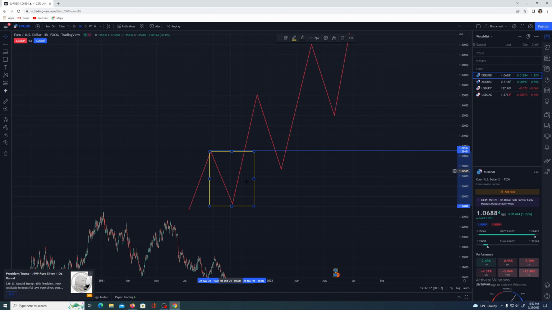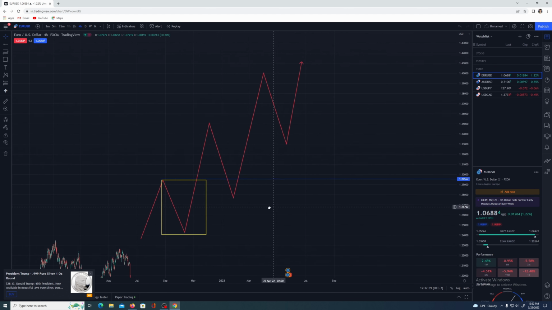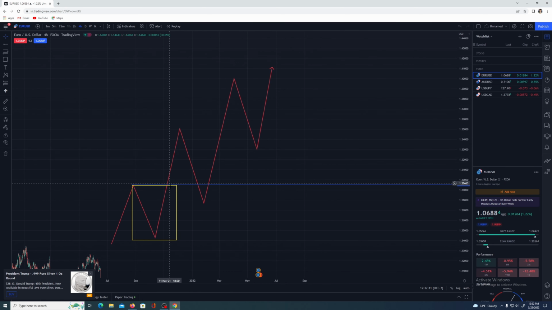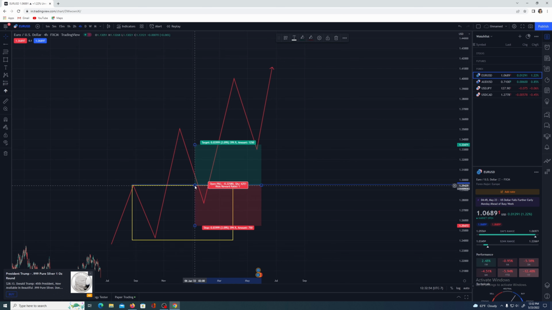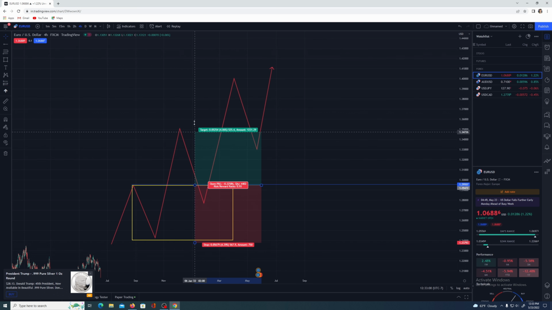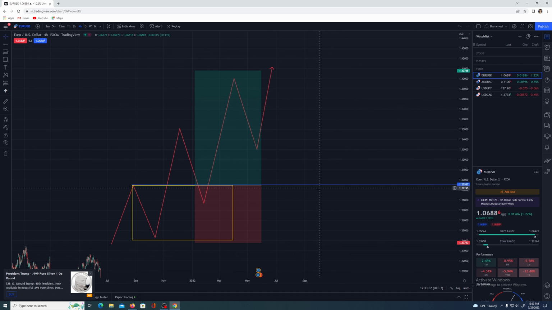So, but for now, let's say our strategy is that we are going to take our trade once it comes back and mitigates the open. So we'll be waiting for an entry right here with the stop loss just a little below, right? And that will be our first trade.